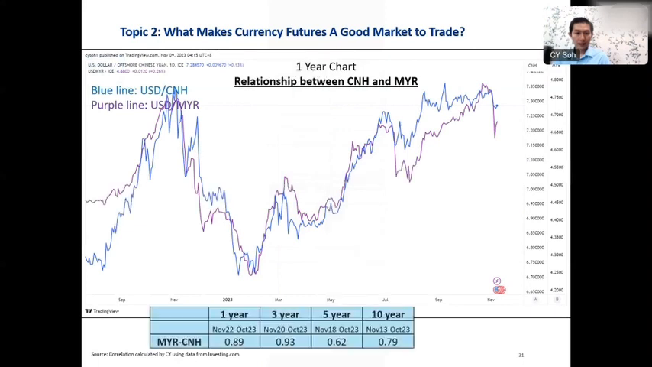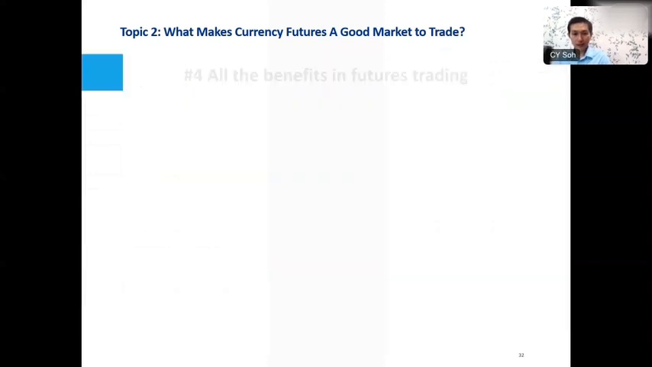We can even have a closer look at the recent 1-year chart. You can see both CNH and Ringgit Malaysia, the purple and blue lines, are moving quite in tandem together. Which is why FCNH can serve as quite a good hedging instrument, a proxy hedge, for you to hedge against a weak US dollar.